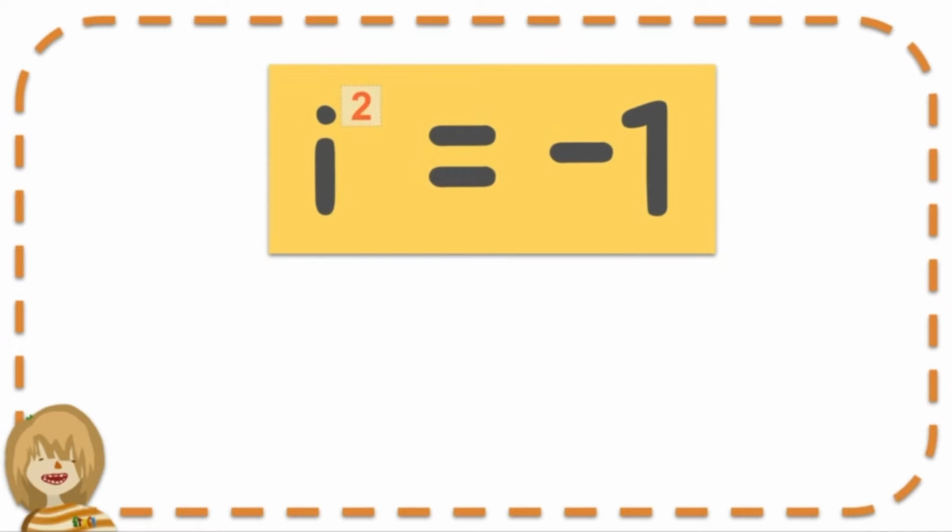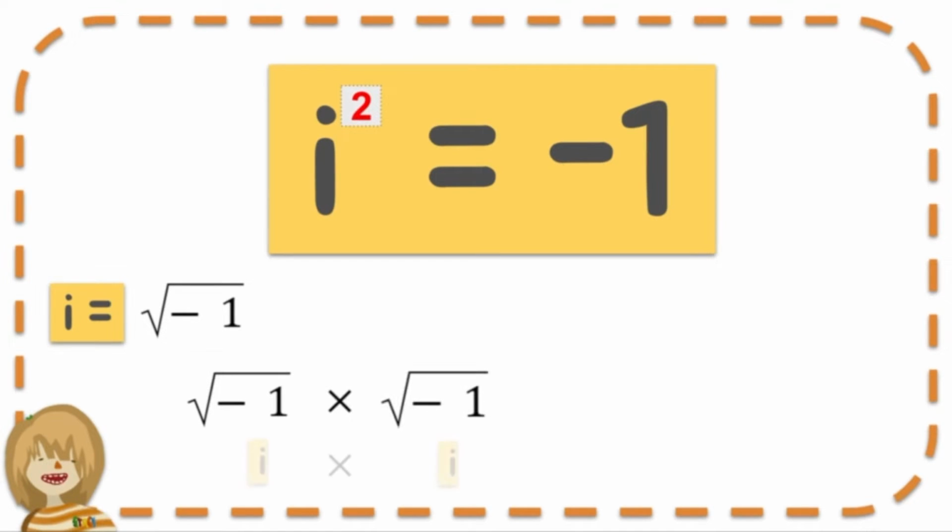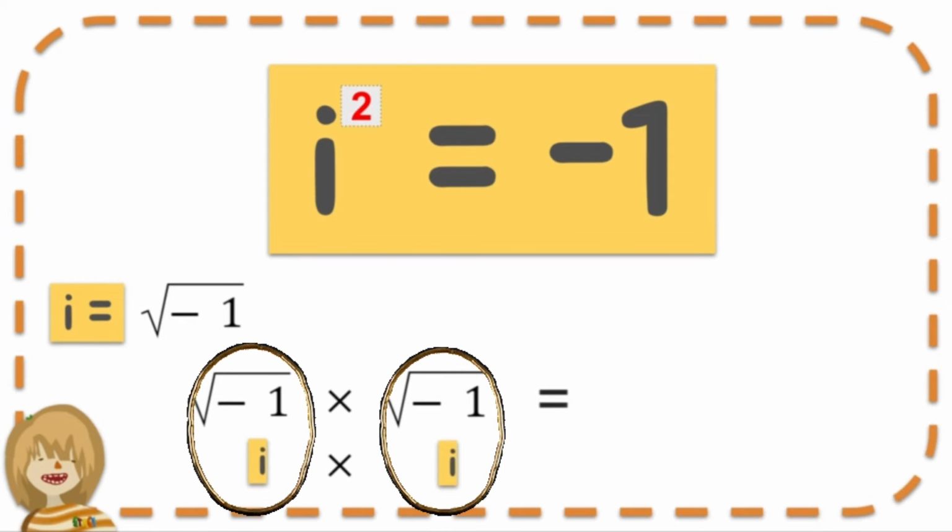But we know that i squared is -1. If you really want to know the i value, let's break it down. Since i squared is -1, then i could be the square root of -1. Why? Because if you multiply the square root of -1 and the square root of -1, then it will become -1, which is i squared.